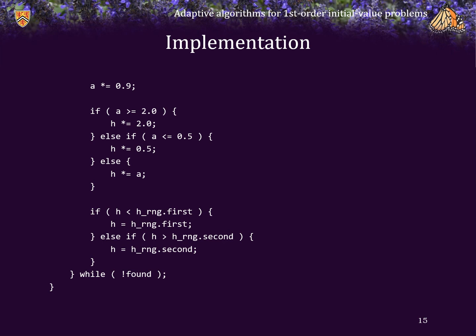Now we make the final check. If h is less than the minimal scaling factor, we will set h to be that minimum scaling factor. And if h is larger than the maximum h value, we will set h to that maximum h value.